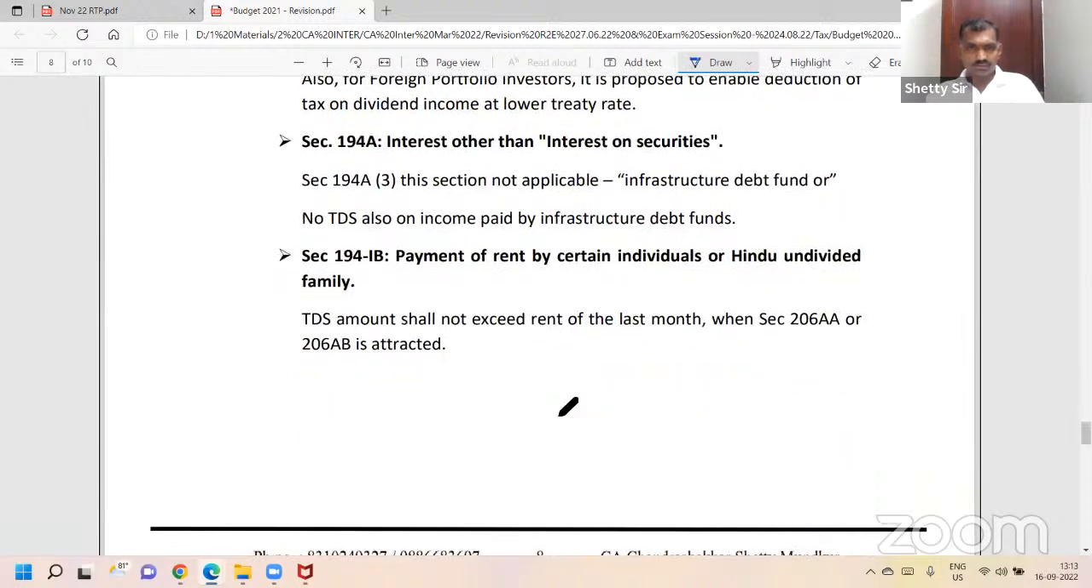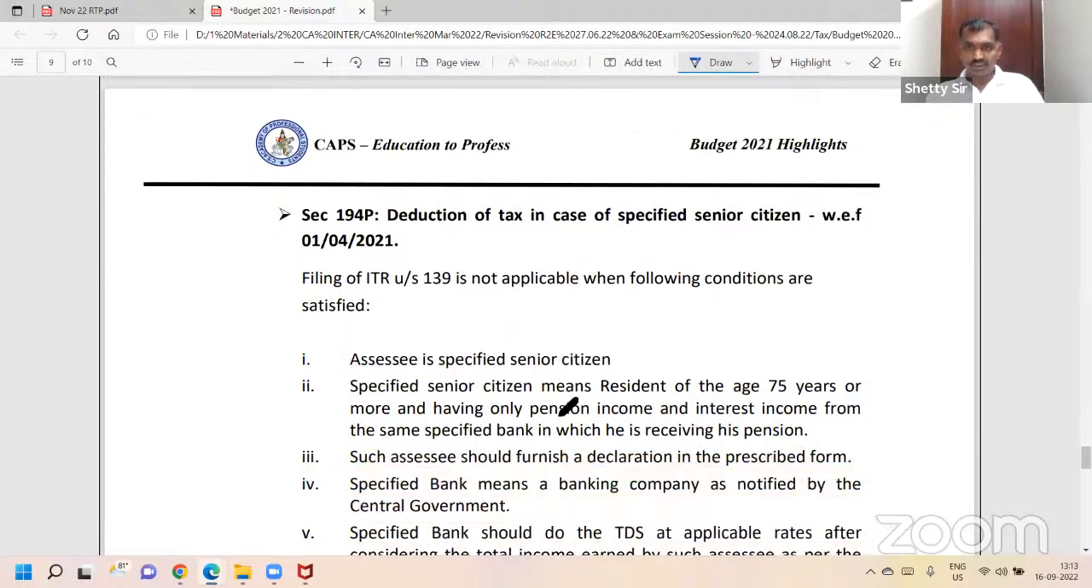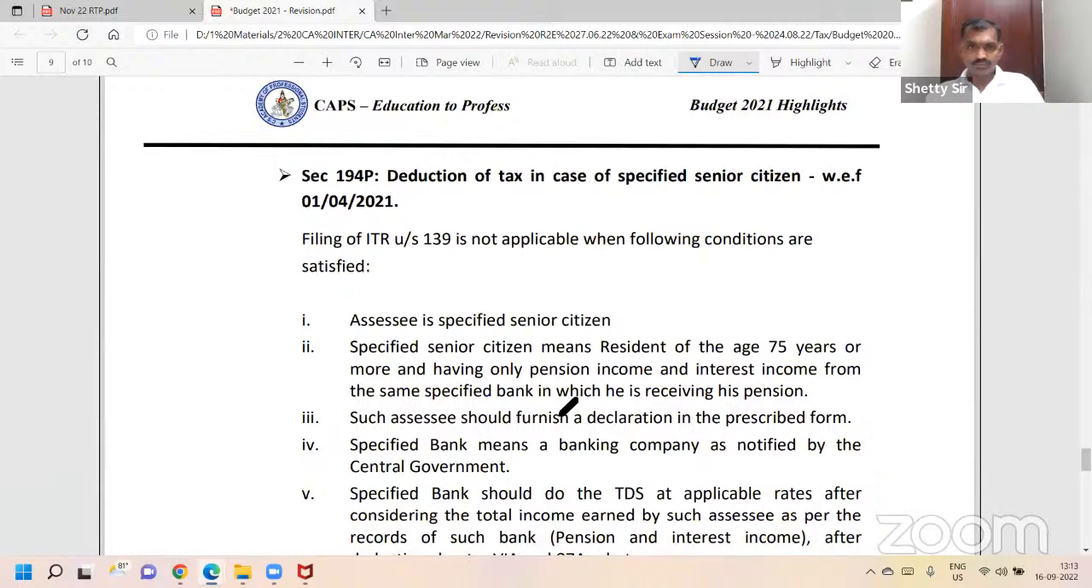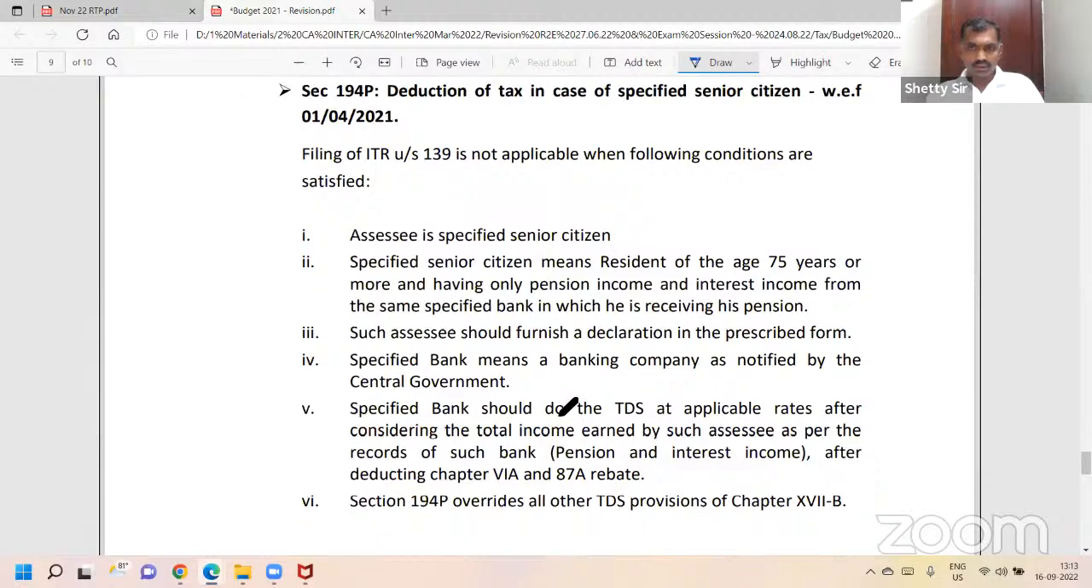About TDS, 194A. Okay. 194P is a special section, only 194P, for specified senior citizens: resident aged 75 years or more, not 60, a rating concept, 75 years or more, and receiving only pension income and interest income from the same specified bank. They receive pension, and in the same bank what should come? Interest.